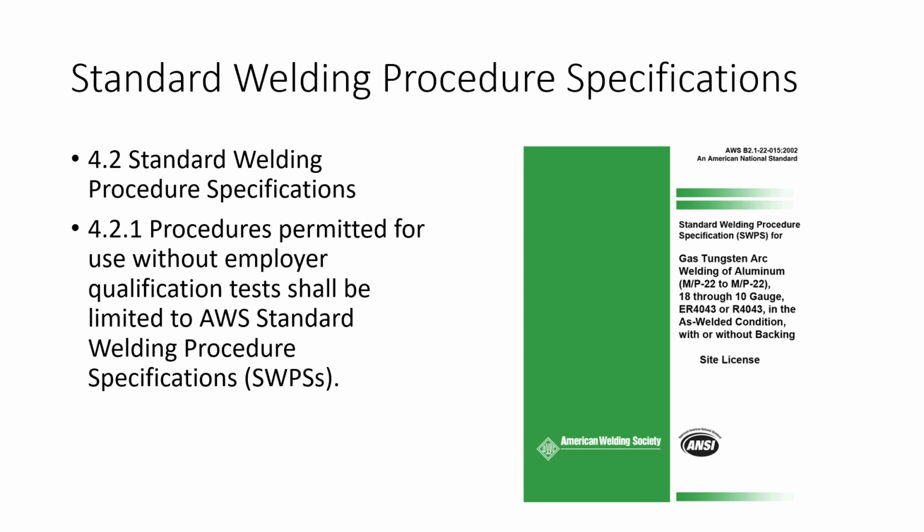Okay, so on a previous slide, when I talked about standard welding procedure specifications, we talked about how you could call up AWS and they'd send you one of these. You send them some money, buy them online, download the PDF, follow the instructions, and you can use it. This is a site license.